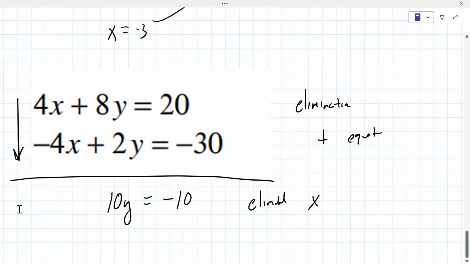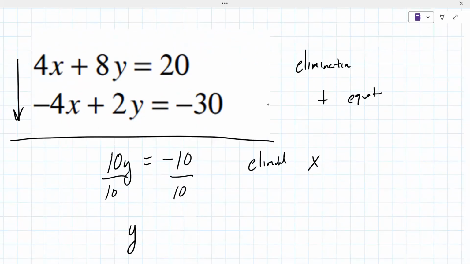So that's the idea with elimination. You're removing one of the variables. The most basic way to do it is to add the equations. Sometimes that works, sometimes it doesn't. So now you would solve for y, you divide by 10, y equals -1. And now you have a choice to solve for x. You can either use equation 1 or equation 2.